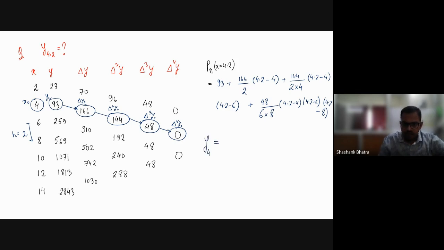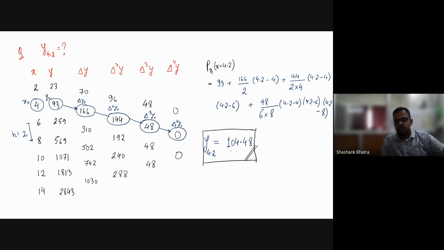What is the value? The value boils down to 102.48. This is the value at x equal to 4.2.